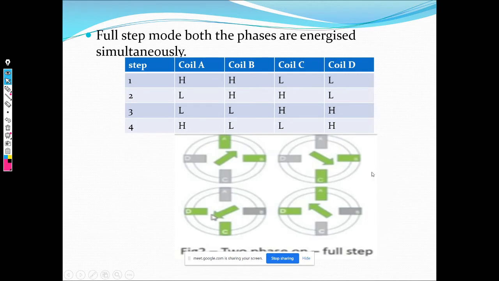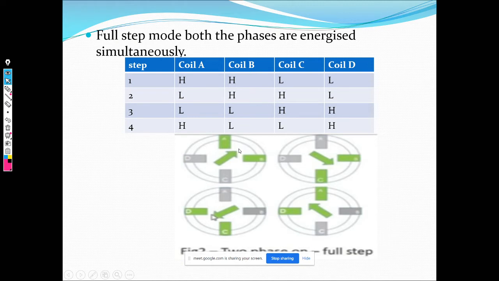Now there are different modes of operation based on how you energize the coils. Imagine this is the stepper motor. You can do something called full step mode, where you go one full step. What is one full step here? It's 90 degrees, so 90 degrees is your one full step.